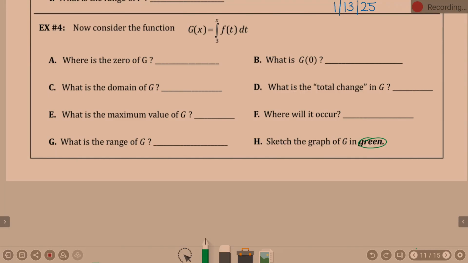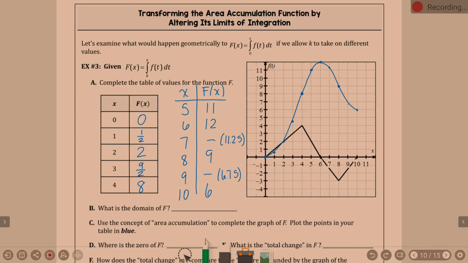As we pick up on example 4 here, it asks us to now consider the function g of x equals the integral from 3 to x of f of t dt. Keep in mind that f of t is still that same graph from up above. It is still the same graph from problem 3.